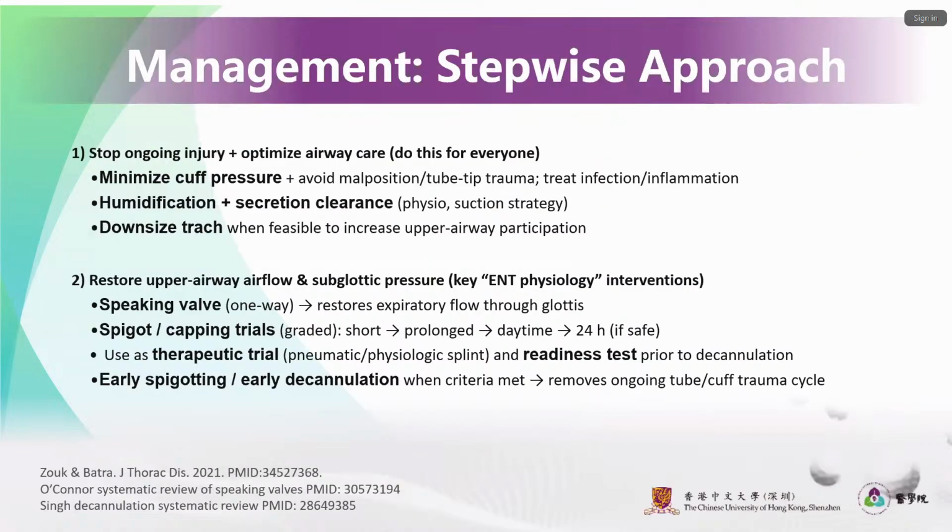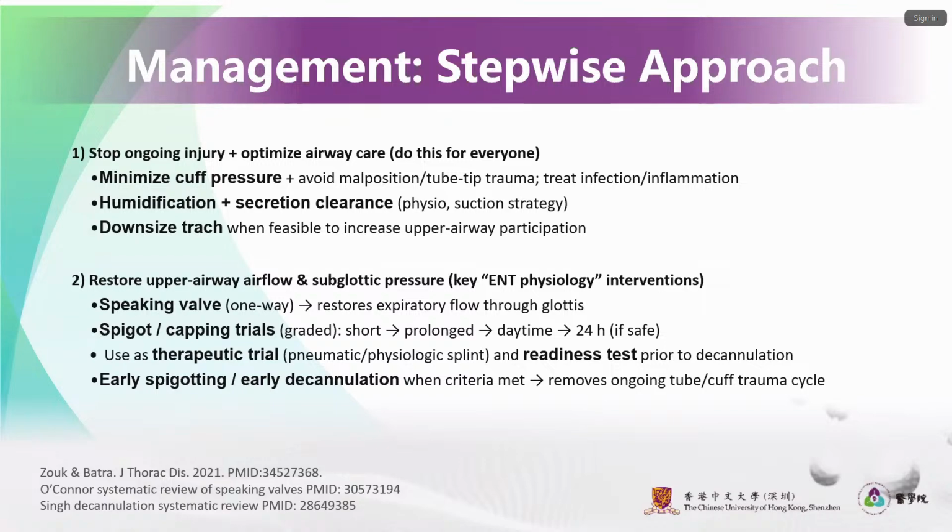So the management of this kind is we remove what we can see, and of course, if there is ongoing injury, we optimize the airway. If there is a cuff, we try not to use the cuff. Humidification, secretion clearance, and downsizing the tracheostomy tube sometimes can help. But in this case, a 3.5 in a 13-year-old may be too small. A tracheostomy tube that is too small sometimes causes more irritation to the wall as well.